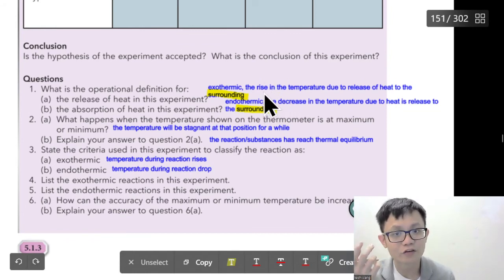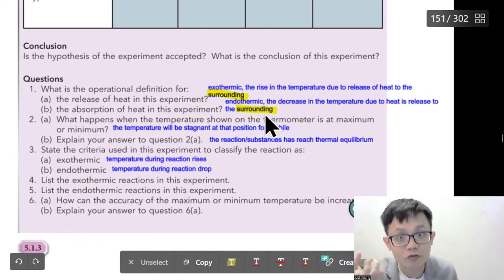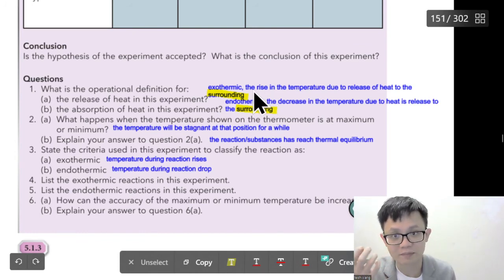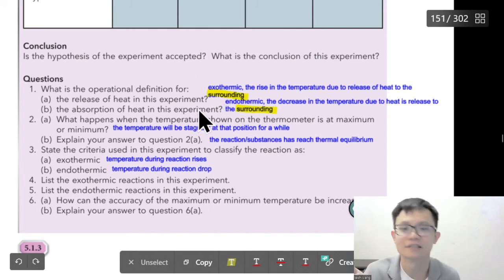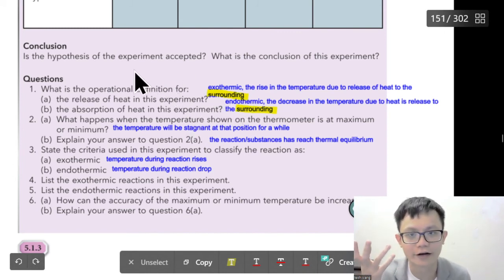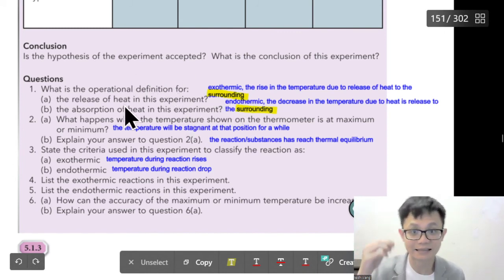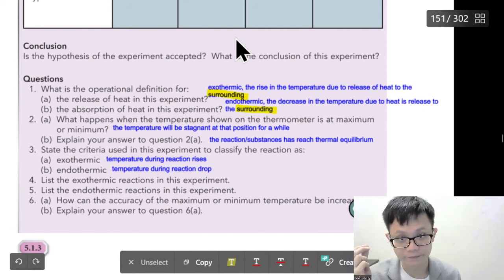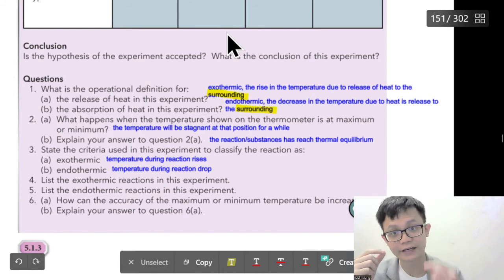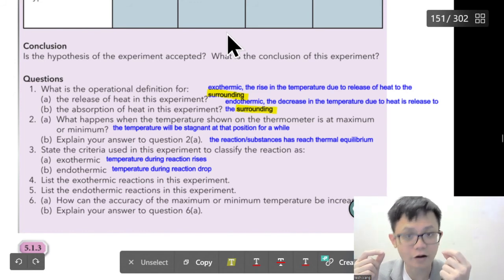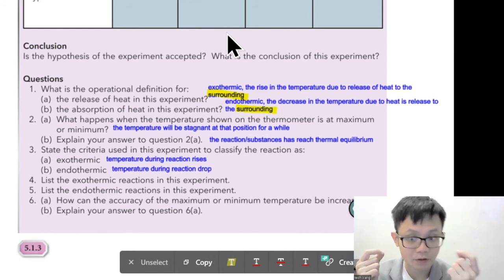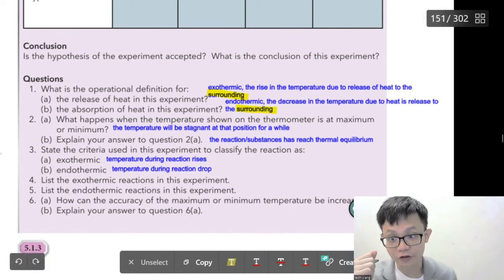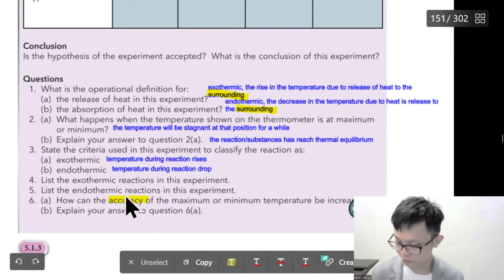For example, maybe you do your experiment in an aircon room. Science labs usually have no aircon, but maybe your school is very rich, so it has aircon. So the heat is lesser compared to if you do it without the aircon. So the answer that you get in the experiment might not be that accurate. So in order to make it more accurate, what must you do?